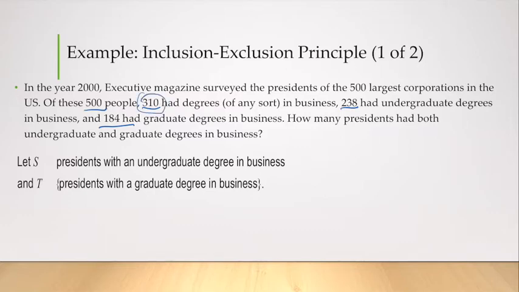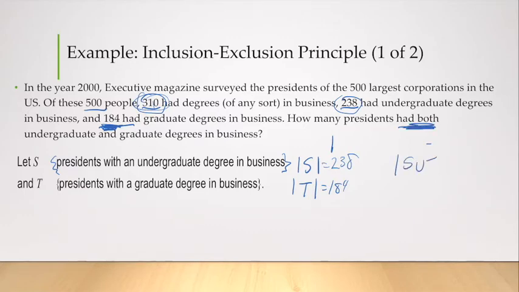So they told me the union. They give me the size of the union of S and T. Let's let S be presidents with an undergraduate degree in business, and 238 is the size of S. And they tell me the number that had graduate degrees, so the size of T is 184. They tell me the union, but what they don't tell me in this case is the intersection. I want to know how many presidents had both. So I already know the size of S union T, but I can use all this information to find S intersect T.